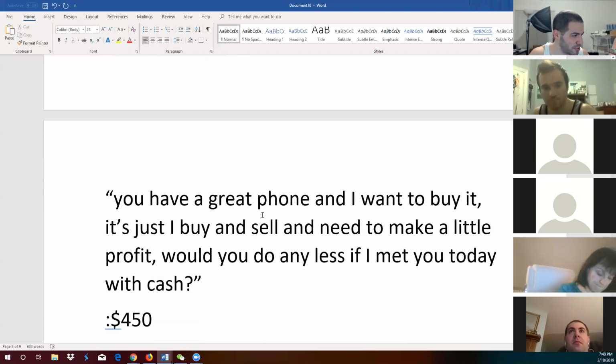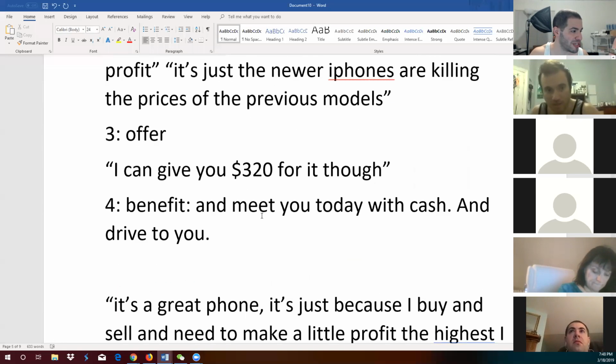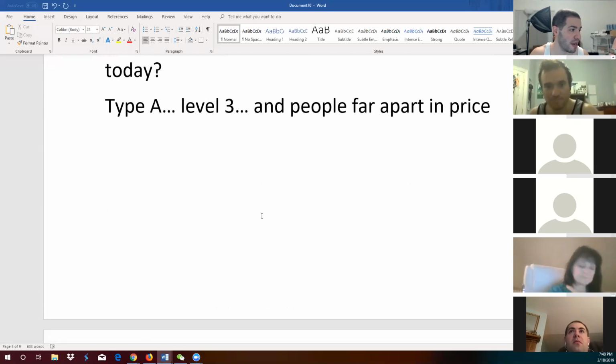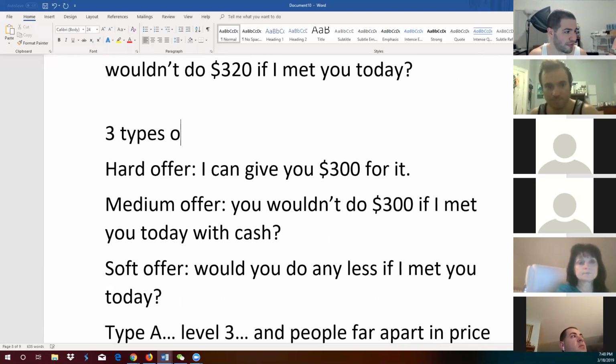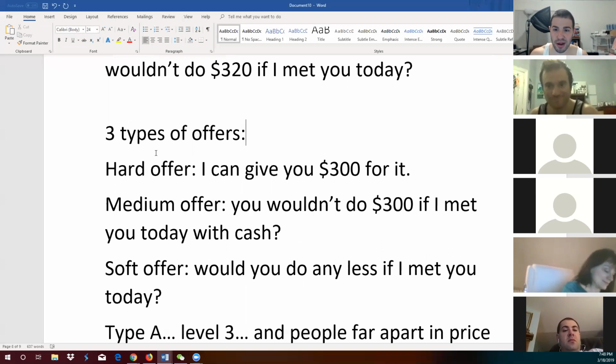So we got the 3 levels, the 4 parts of an effective counteroffer, and the 3 types of offers. Woo! So that's how that works right there.